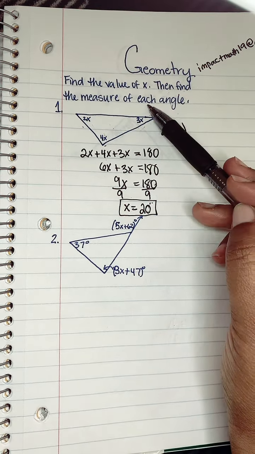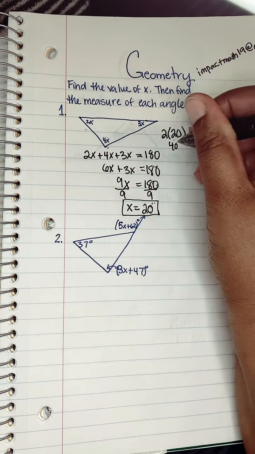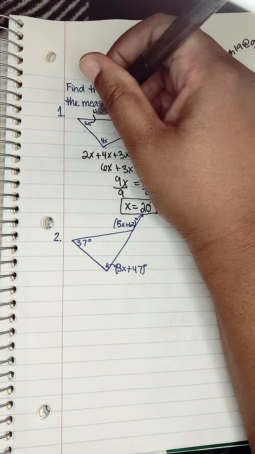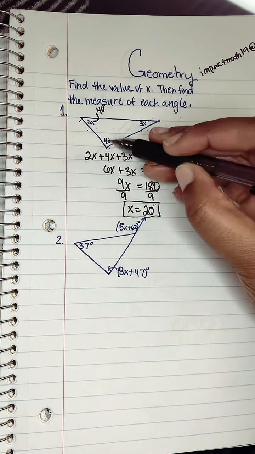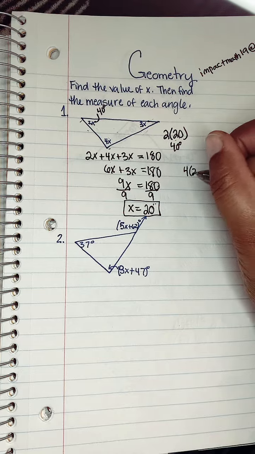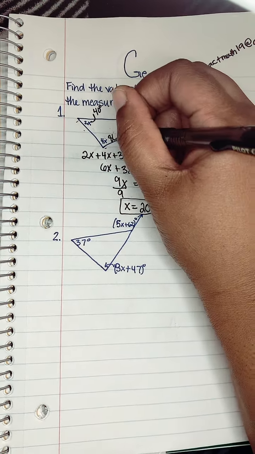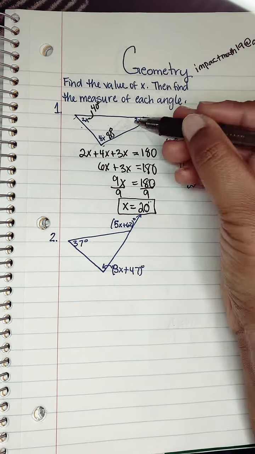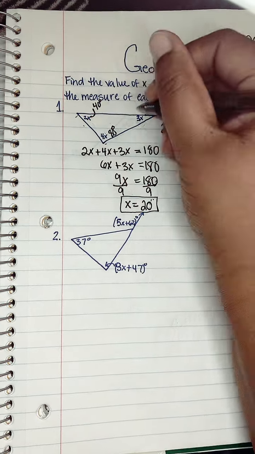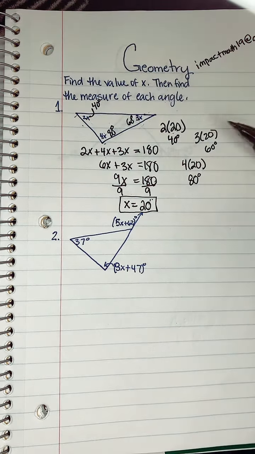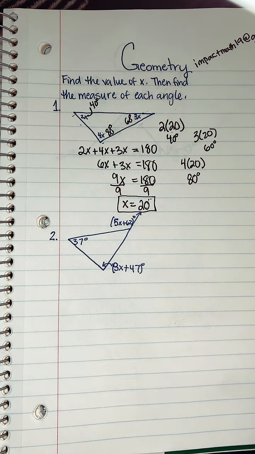So we would do 2 times 20, because we have to find the measure of each angle. So 2 times 20 gives us 40. Right here, we will say this is 40 degrees. You guys, I probably left off the letters, to be honest. And then here we would do 4 times 20, and that's going to give us 80 degrees. And then we do 3 times 20, which gives us 60, so this is 60 degrees. So for each angle, we have the measure. Now we are done. Good, you guys.